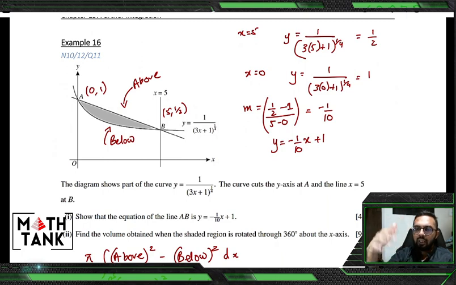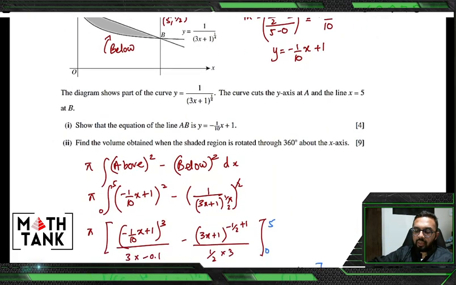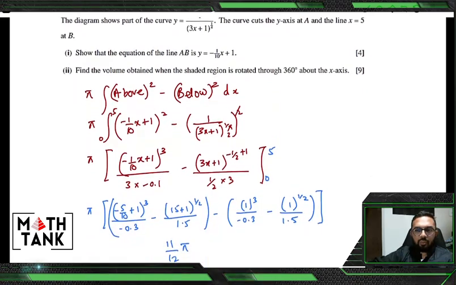Why? Because when you rotate this shaded area around the x-axis or the y-axis like that, it's going to create a hollow shape. When it creates a hollow shape, the simple idea that you've learned in O level as well is that you need to subtract two volumes in order to get a hollow shape. Okay, so that is what I do. I do above squared minus below squared.